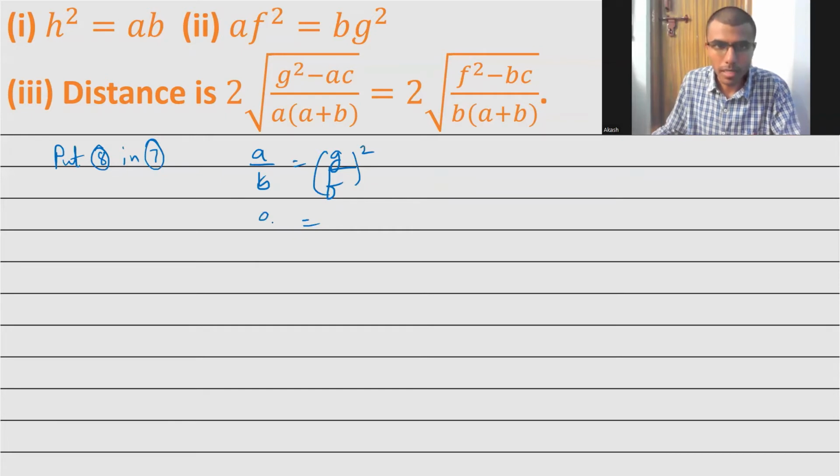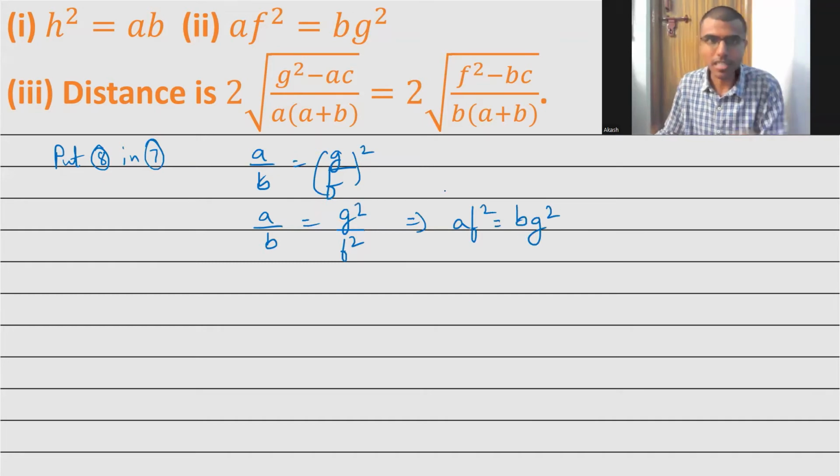So A by B is equal to G square by F square. Now just do cross multiplication. This implies that AF square is equal to BG square. This was our second thing which we had to prove. I know it's going lengthy, but you will have to have patience, and when you do it on your own, it will seem fun. Once you start doing it, you yourself will understand. Now, till here, I would say 50% of the question is done.